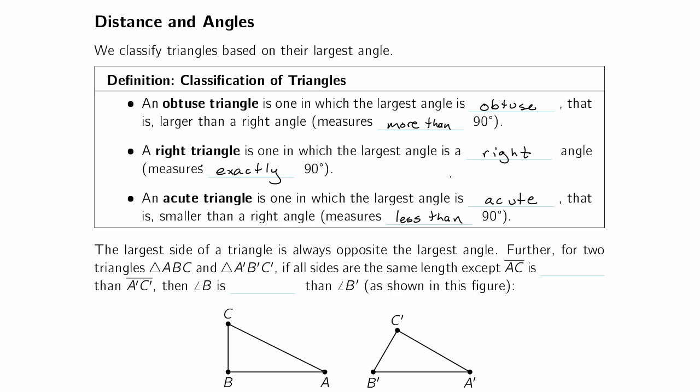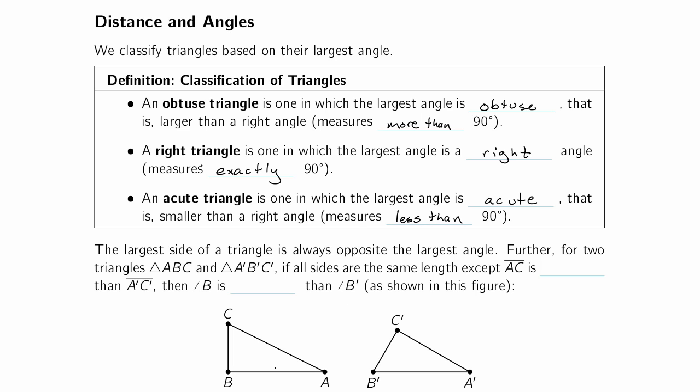So we have a right triangle if there's a right angle. If the biggest angle is bigger than a right angle, then it's an obtuse triangle. If the biggest angle is smaller than a right angle, it's an acute triangle. Now, that's about angles. How does that relate to side lengths?